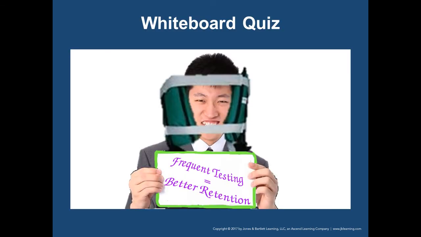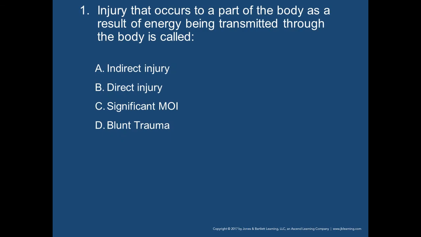So now here we've got our whiteboard quiz. You'll have a sheet available to you with these questions, and you can go ahead and mark A, B, C, D on each one of them, and we'll see how we do. So the first one: the injury that occurs to a part of the body as a result of energy being transmitted through the body is called indirect, direct, significant mechanism of injury, or blunt trauma. I'll give you a minute to answer that. And if you did get A, you are correct. That's your key, by the way.